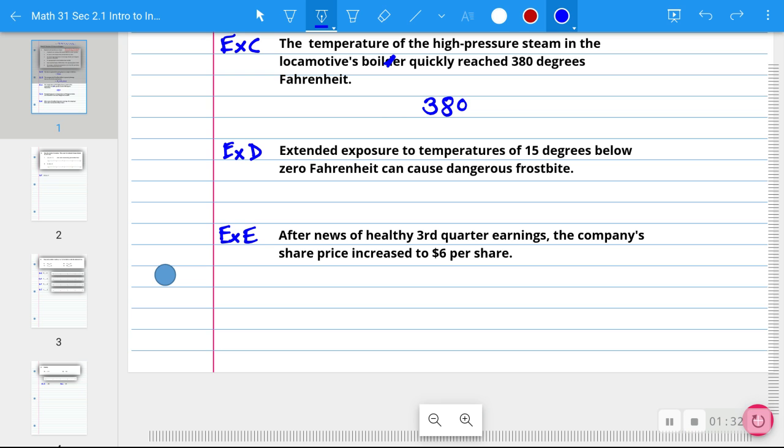Extended exposure to temperatures of 15 degrees below zero can cause serious frostbite. Below zero. Example E, after the news of healthy third quarter earnings, the company's share price increased, that'd be positive, by $6 per share. So positive 6.